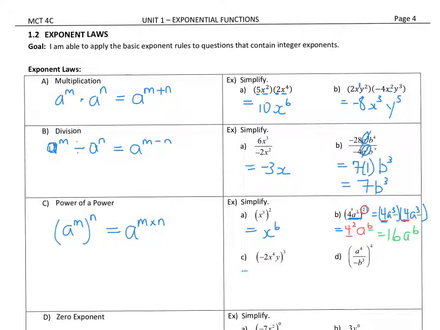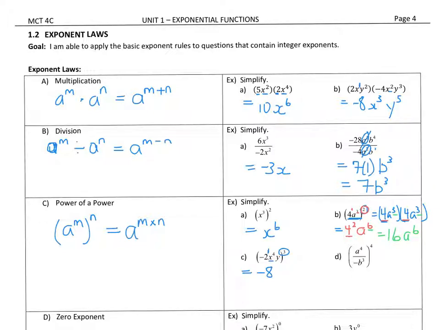Okay, so if I'm cubing, my exponent is 3 outside here. I'm going to have a negative 2 times a negative 2 times a negative 2. So 3 negatives being multiplied together will be negative. 2 times 2 is 4 times 2 is an 8. So negative 2 all cubed is negative 8.